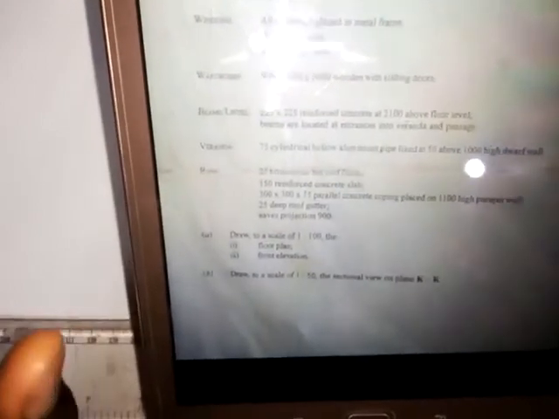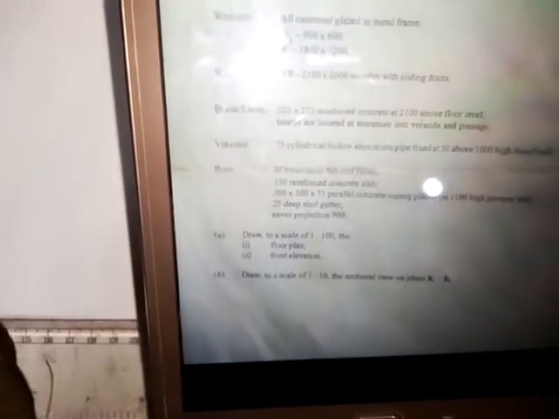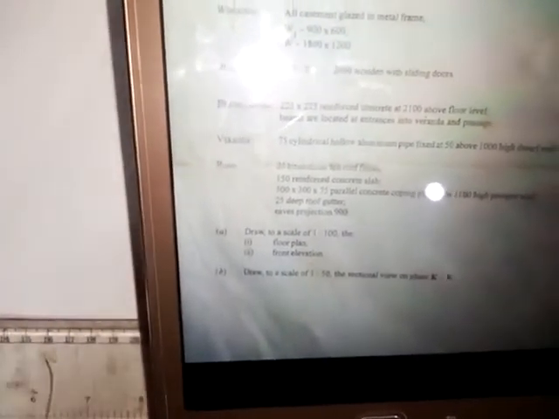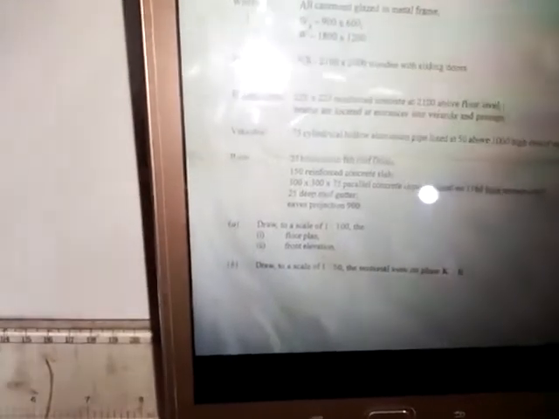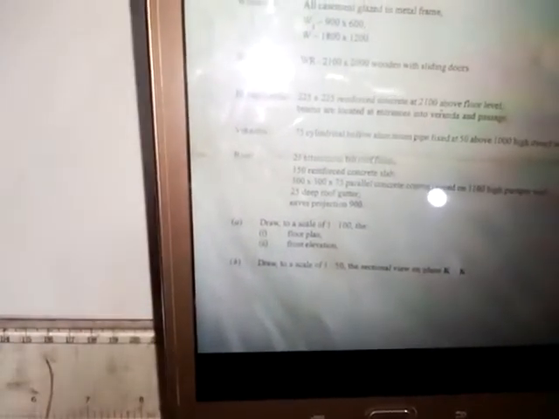What I just want to do here is to show you how you can draw the front elevation of a building with a parapet or flat roof, so that you can see the difference between that of the gable and that of the flat or parapet roof. That is the reason why I want to work on this. Now let's go and look at the building plan.